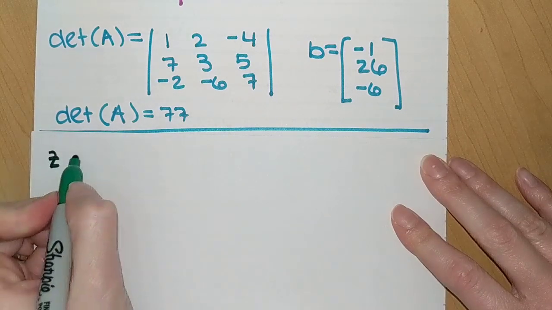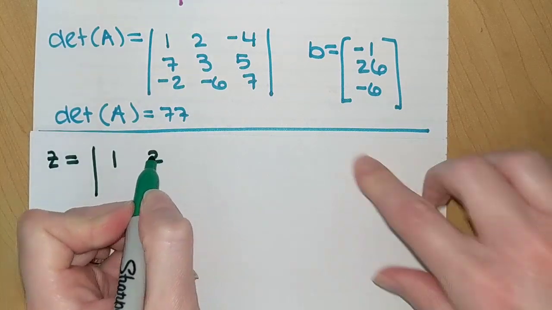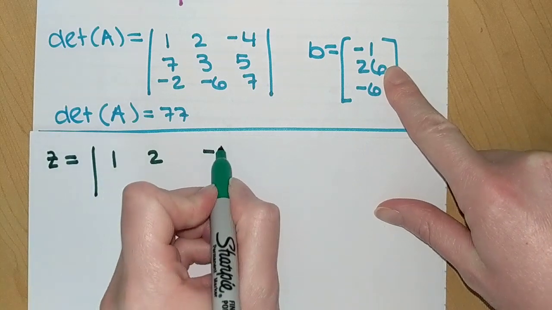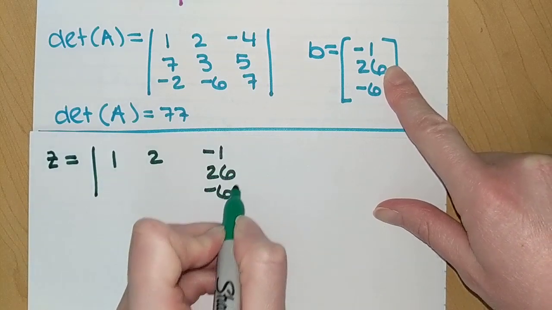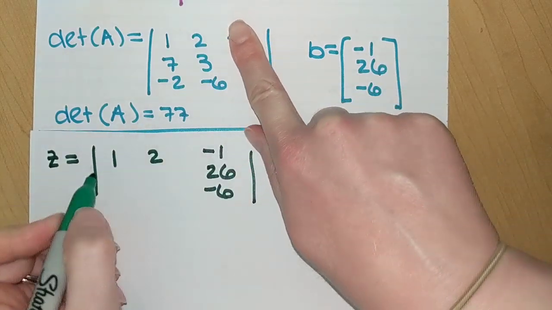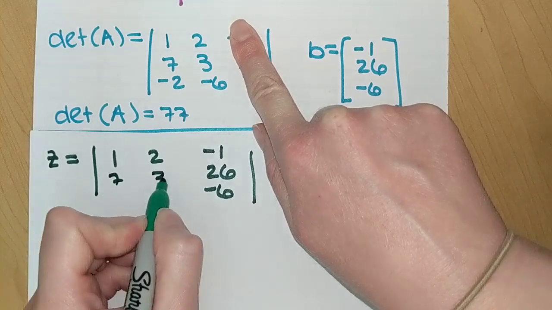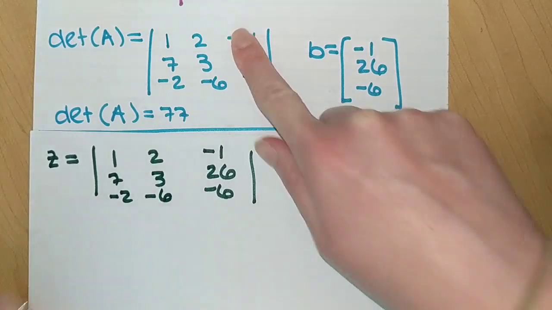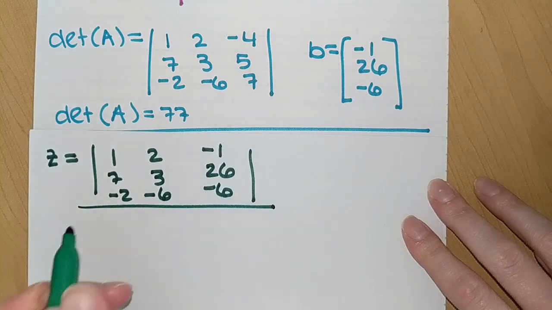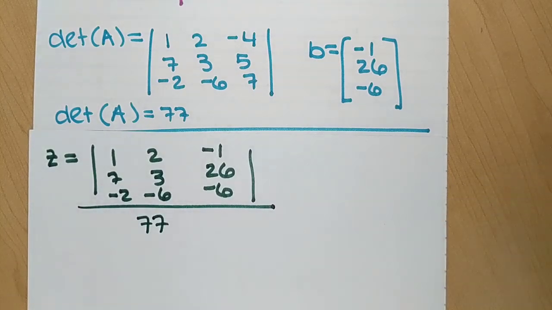Now for z, we're going to do the same idea, but now replace column 3. So for z, we'll have 1, 2, now column 3 will be the -1, 26, -6. And then the first part is the same: 1, 2, 7, 3, -2, -6. And that's over the determinant of A, the 77.